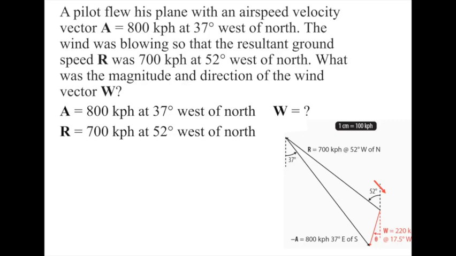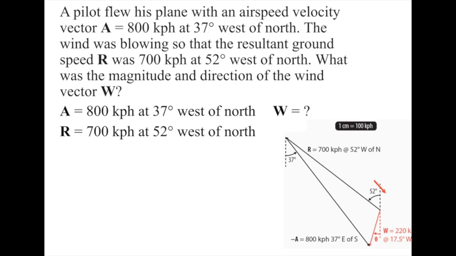So a pilot flew his plane with an airspeed velocity, vector A, 800 kilometers per hour at 37 degrees west of north. The wind was blowing so that the resultant ground speed was 700 kilometers per hour at 52 degrees west of north. What was the magnitude and direction of the wind? So again, these are going to be more like what we're going to do when we start throwing in trig.